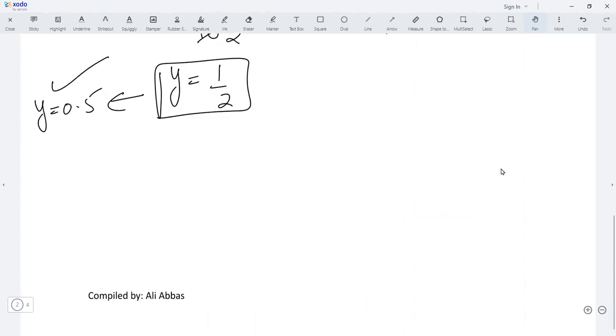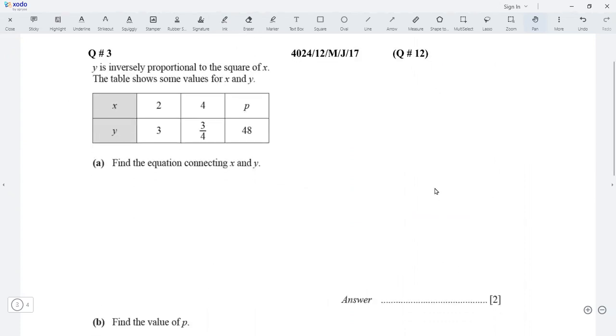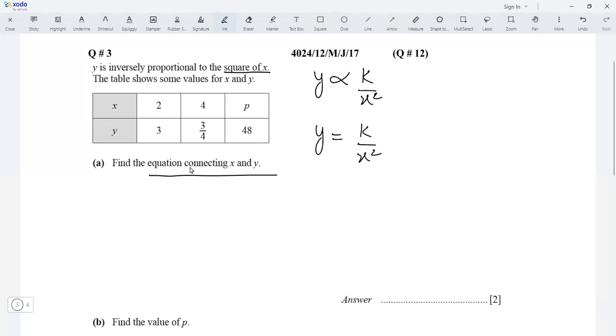Moving ahead and making you understand a few more types. In this question, they're mentioning the equation connecting x and y: y is inversely proportional to the square of x. Remember this concept, square. It will be y proportional to k over x squared. After this, we have to put an equal sign with a constant k over x squared.